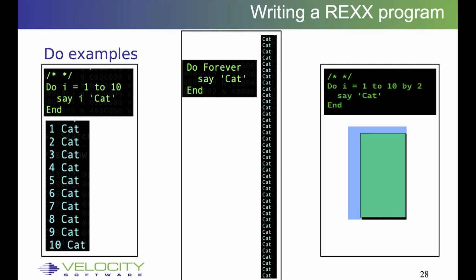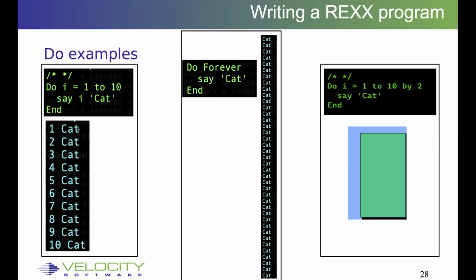Here are some examples of a do loop. So, do I equals 1 to 10. I is a loop control variable. What you're doing here is incrementing the value of I by 1 each time through the loop. This is very similar to how the for loop in C works. And inside the loop, we are displaying the value of the control variable and the word cat.